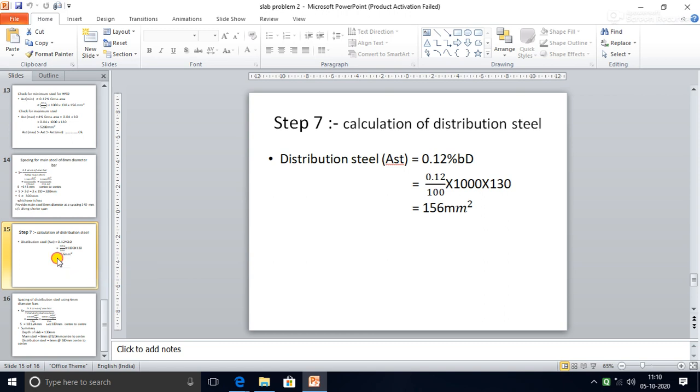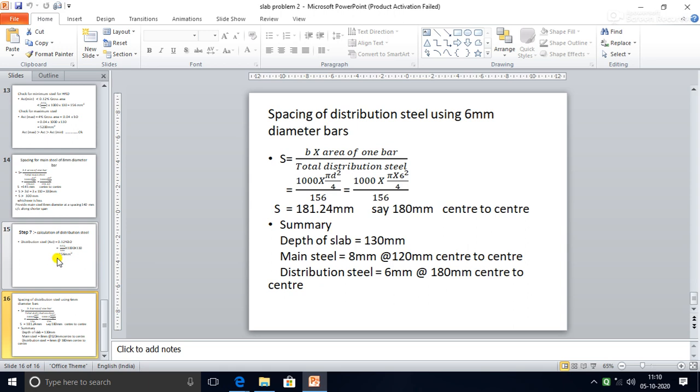Then the spacing required for this distribution steel is b into area of one bar divided by Ast. Here you are using 6 mm diameter bars, so the spacing is about 181.24 mm, say 180 mm center to center. And finally the summary of design: we have provided the depth of slab as 130 mm, main steel as 8 mm at 120 mm center to center, distribution steel as 6 mm at 180 mm center to center.